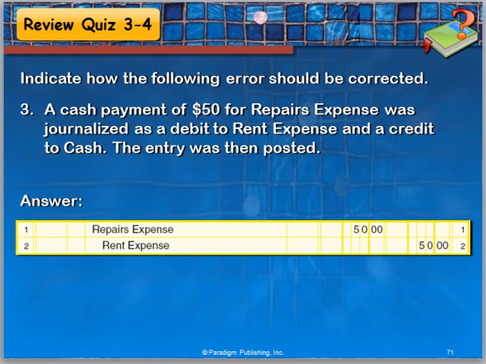So we credited repairs expense. So now we've got to debit it to zero that balance out. And rent expense was debited, so it's got to be credited to zero that out. Does that make sense?